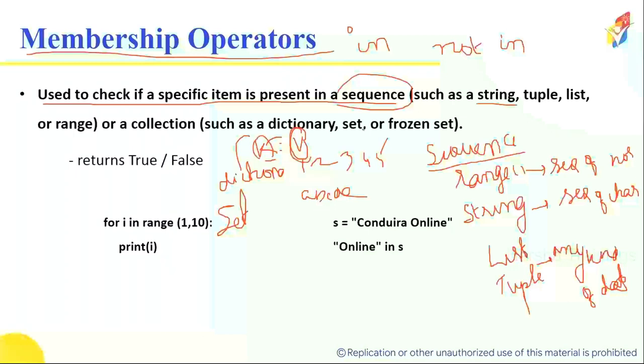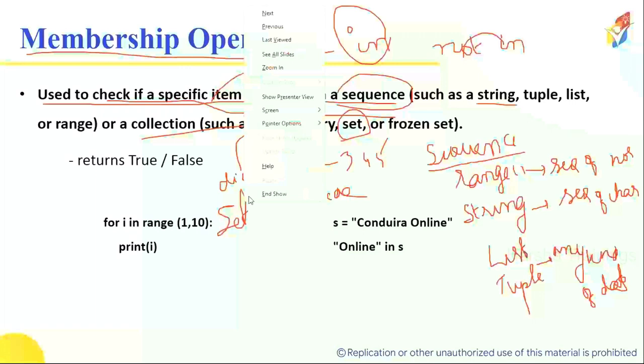Now the second one is set. Set eliminates duplicate data. These are called collections. Now the membership operations in and not in will work. They are used to check if a specific item is present in the sequence or not. Now let us discuss some examples.